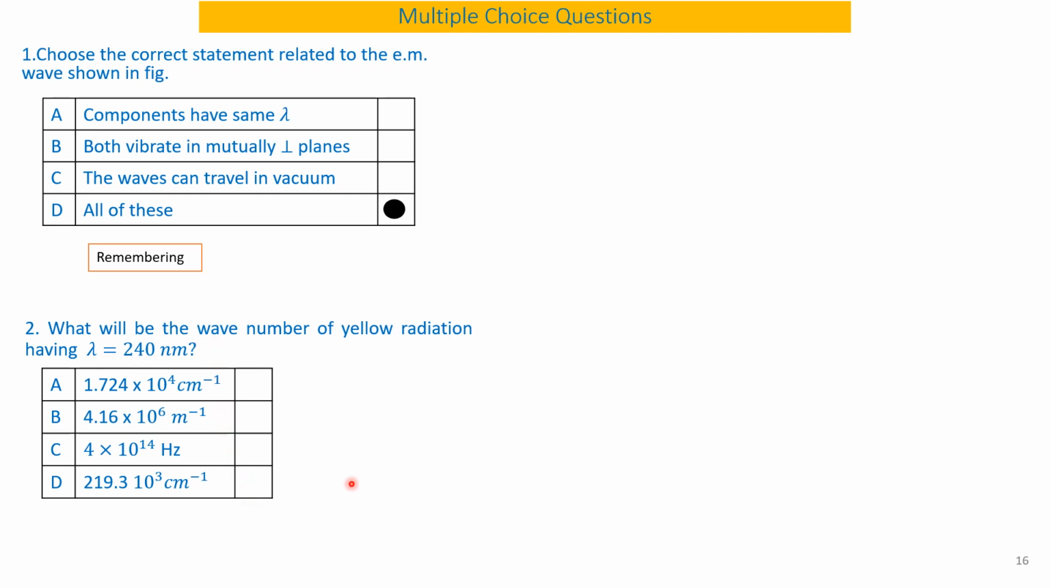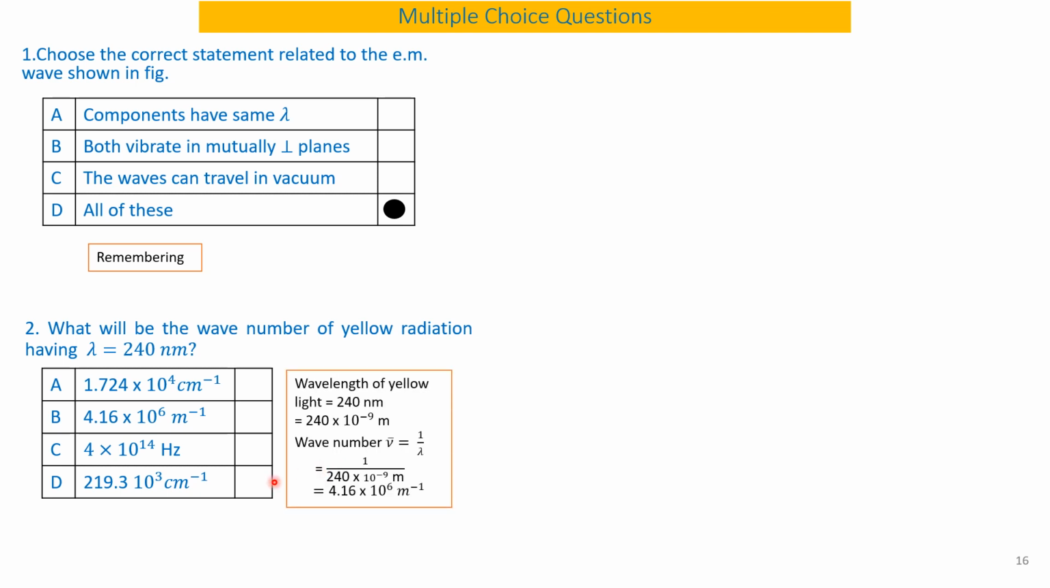4 options are given. You have to analyze and calculate the value. The calculation is shown on the screen in the insert box, and wave number can be calculated by using the formula nu bar is equal to 1 over lambda. By substituting you will get the value as 4.16 into 10 to the power of 6 per meter. So this answer appears as part B. Please mark it.